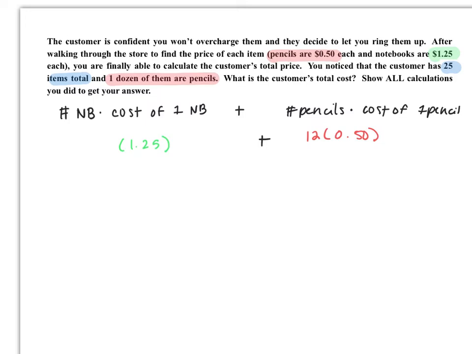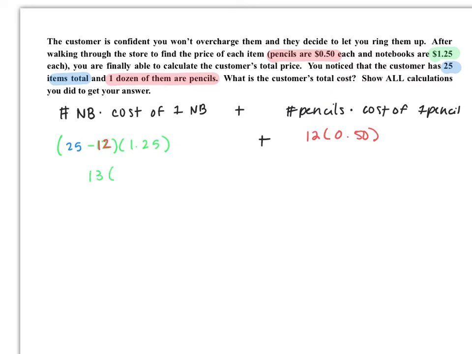And the way in which I find the number of notebooks is, since they have 25 items total and 12 of them are pencils, then what I would need to do is the total items, 25 minus 12. Now you might be thinking, well, I just put 13 here. And that's 100% accurate, because 25 minus 12 is 13. But the way in which your brain found that number was it did subtraction. It did 25 minus 12. And actually, if I was color coding, it would be red, because that was my number of pencils.